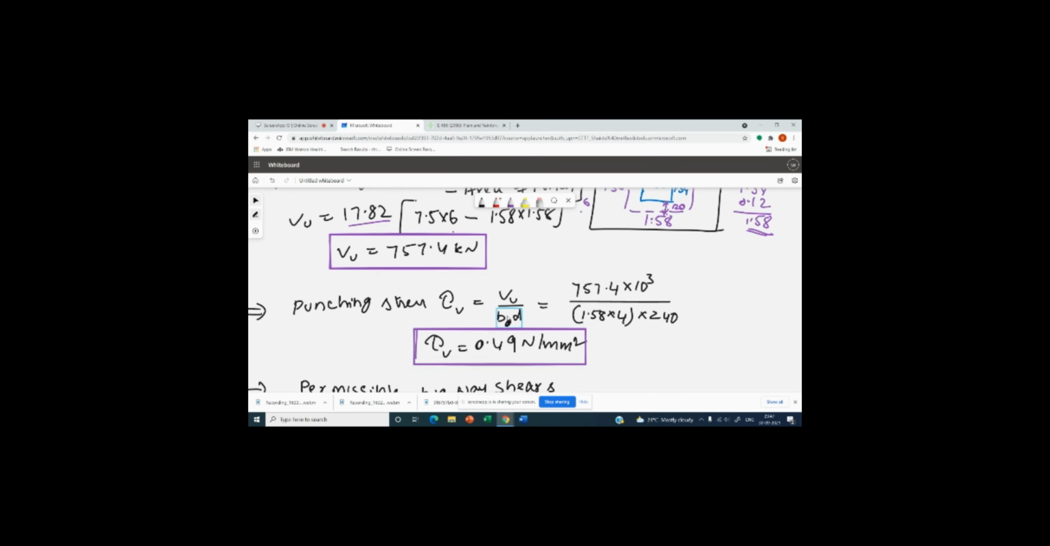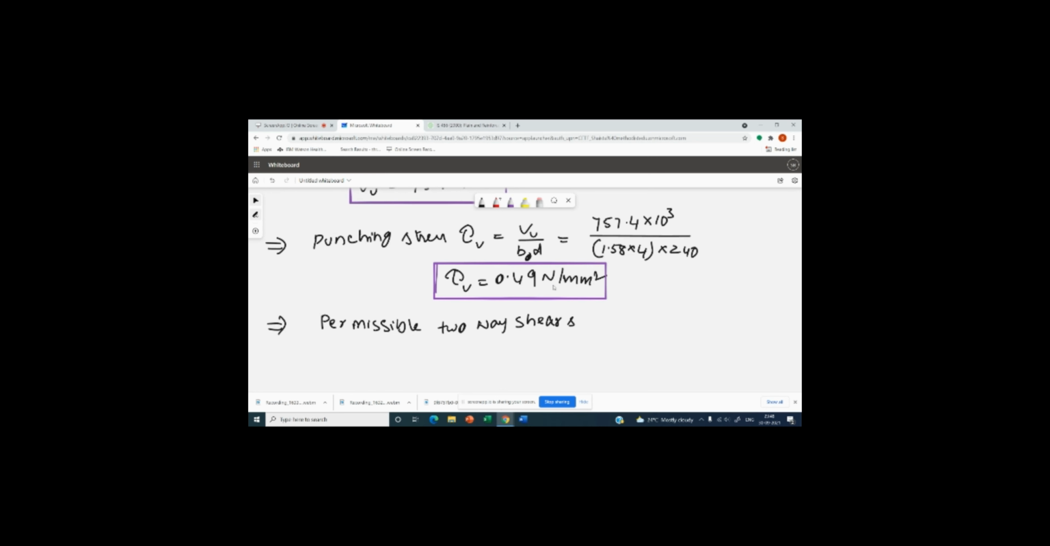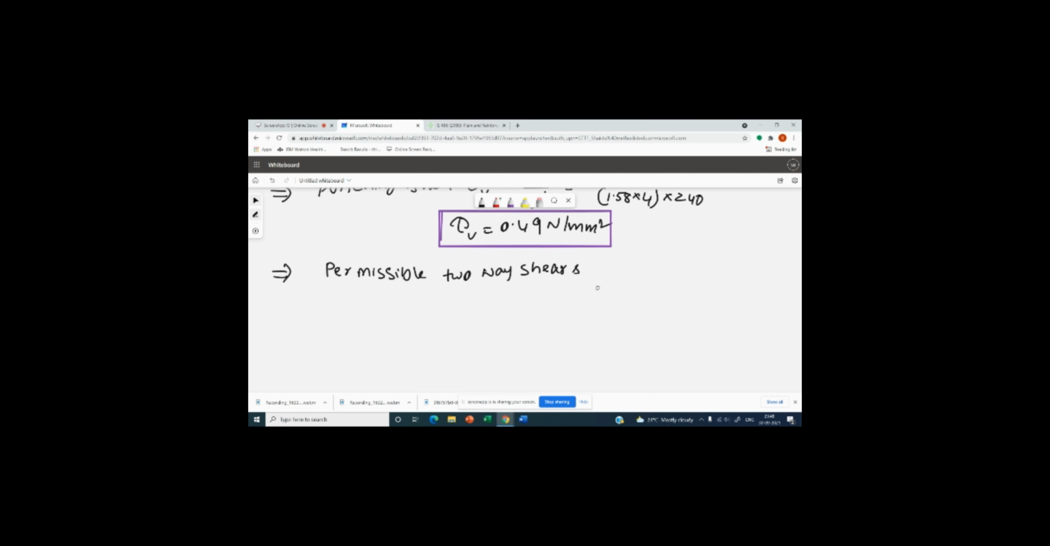So due to this shear force, the punching shear stress tau v will be equal to Vu by b0 d. What is this b0? This is the perimeter of the punch. Okay, so this is the shear force 757.4 multiplied by 1000 for newtons. b0 is the punch perimeter. So there are 1.5 meters this side, this side, this side, this side. So four sides, 1.5 meters. So this gives you the perimeter of the punch, multiplied by the thickness of the slab. So we got the punching shear stress due to the shear force in the slab as 0.49 Newton per mm square.